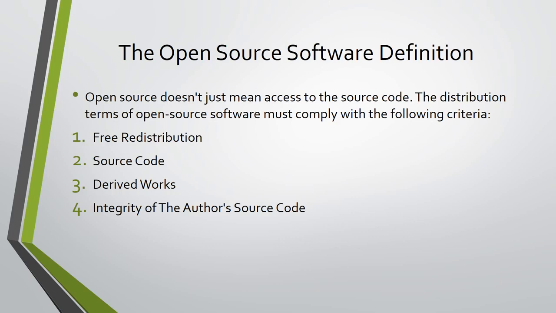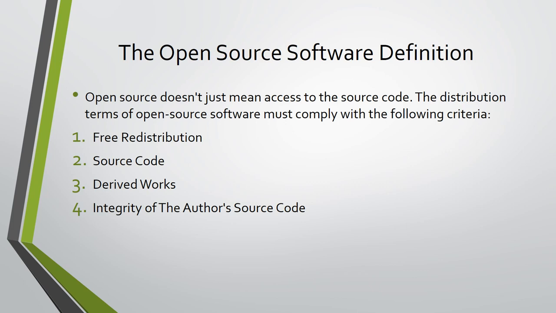2. Source code. The program must include source code and must allow distribution in source code as well as compiled form. Where some form of a product is not distributed with source code, there must be a well-publicized means of obtaining the source code for no more than a reasonable reproduction cost, preferably downloading via the internet without charge. The source code must be the preferred form in which a programmer would modify the program. Deliberately obfuscated source code is not allowed. Intermediate forms, such as the output of a preprocessor or a translator, are not allowed.